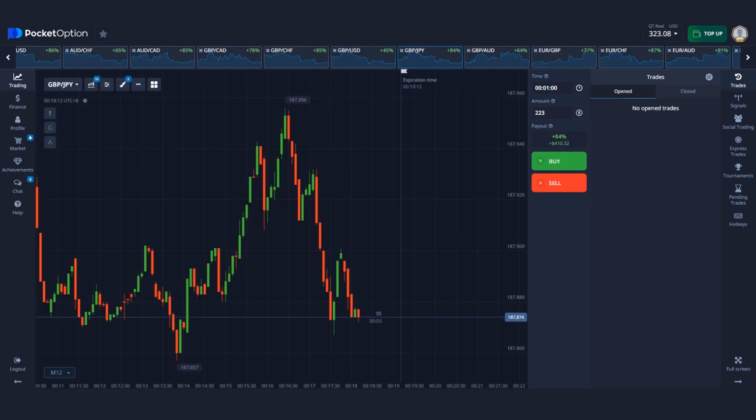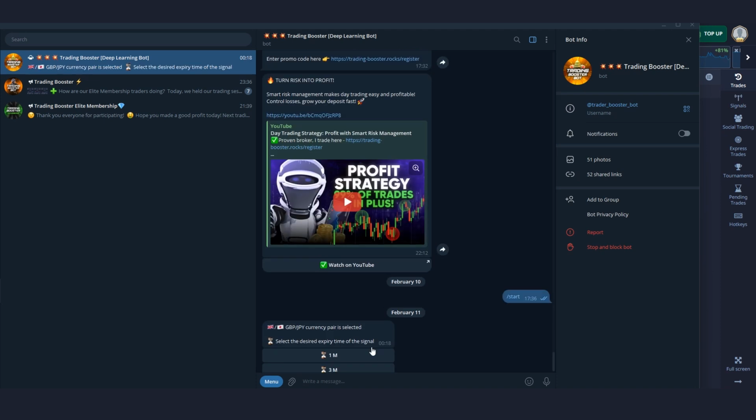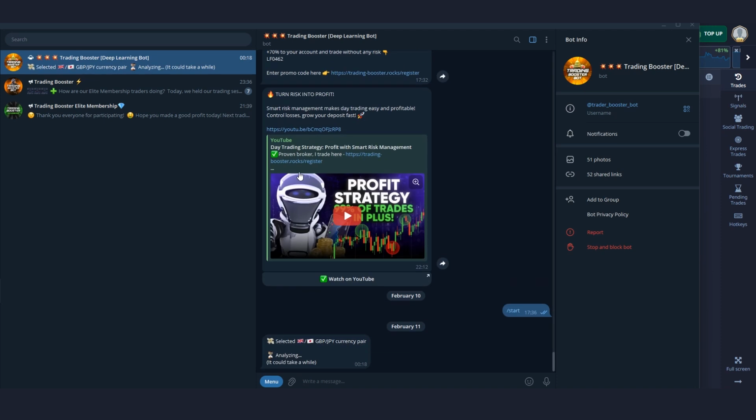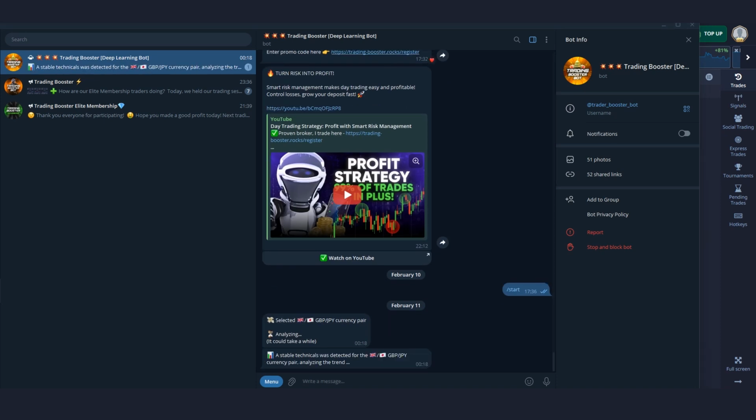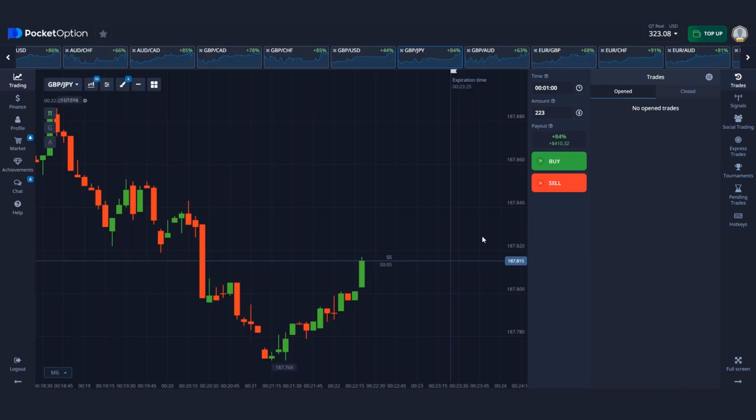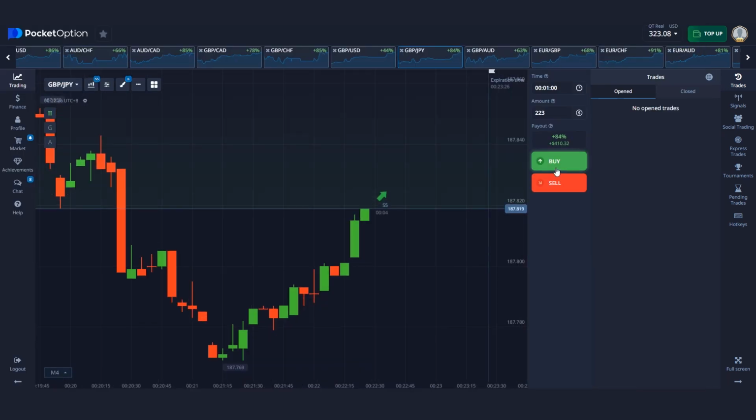The next currency pair chosen is the British pound and the Japanese yen. I select the currency pair in the booster bot, and I choose a 1-minute time frame for the trade. I receive a buy signal, I wait for the new 5-second candle, and I open my buy trade right on it.